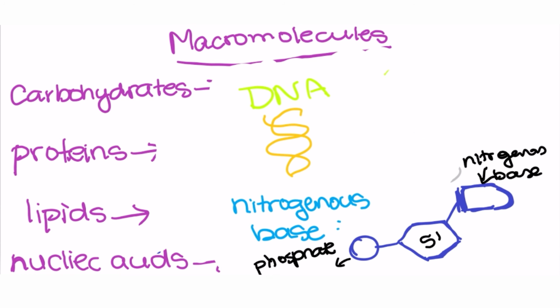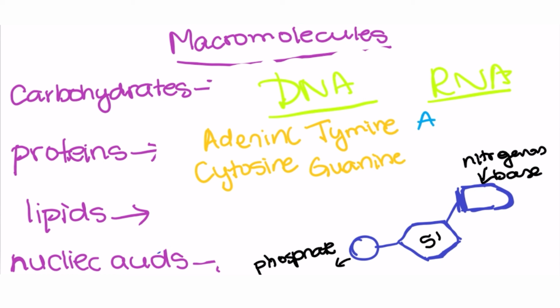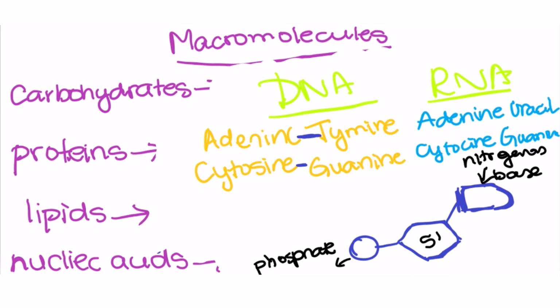So there are 4 different nitrogenous bases that we should know. And these nitrogenous bases are actually what helps us differentiate between DNA and RNA. So in DNA, the 4 nitrogenous bases are adenine, cytosine, thymine, and guanine. But in RNA, the 4 nitrogenous bases are adenine, cytosine, uracil, and guanine. So there's a reason why I've written it one after another. It's because adenine and thymine bond together, and cytosine and guanine bond together. And in RNA, as you can imagine, adenine and uracil bond together, and cytosine and guanine bond together.